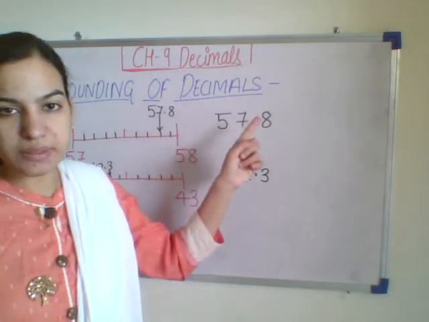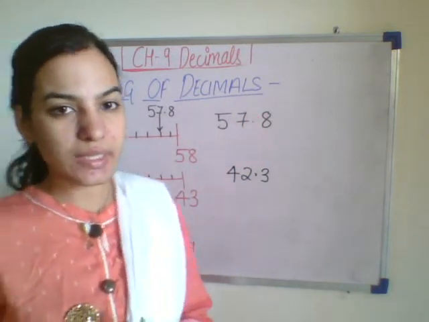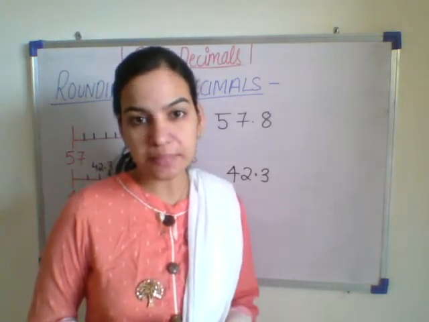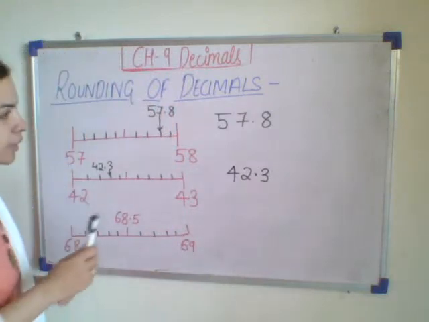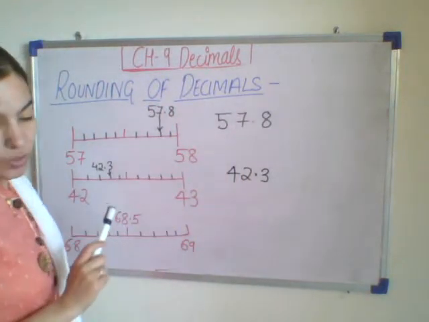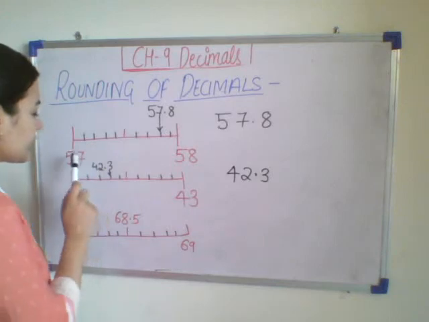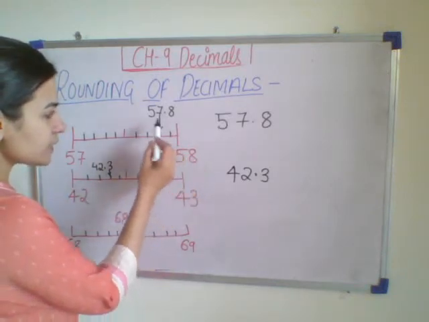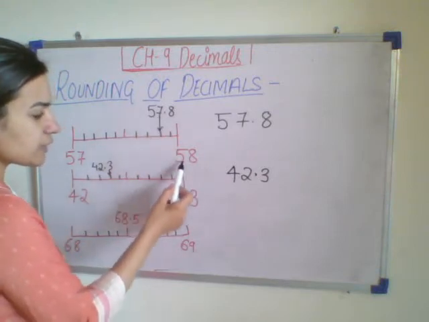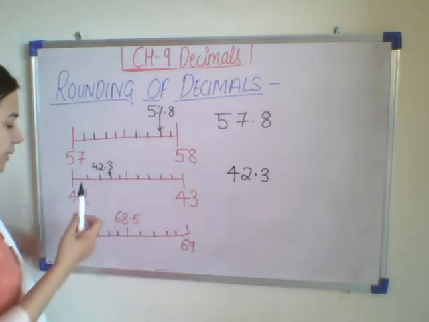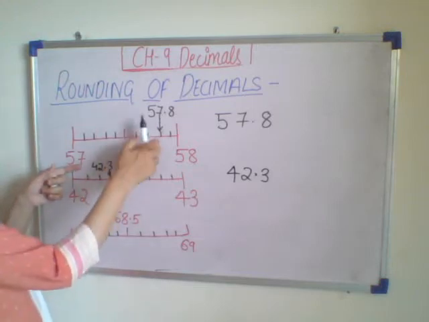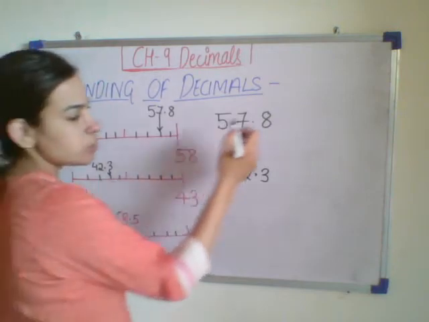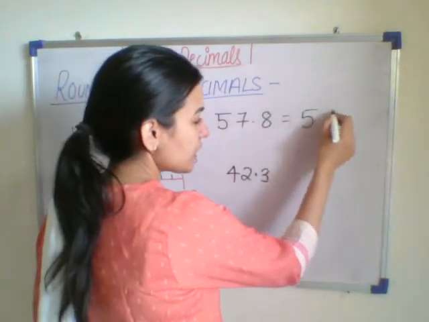Rounding of decimals. We have studied earlier also how to do rounding off. Now, how to do the rounding off of decimals. 57.8. You have to round off this decimal. Here I have drawn a number line. On this number line you can see that 57.8 is closer to 58 as compared to 57. It is far from 57 but closer to 58. So I could round off 57.8 as 58.